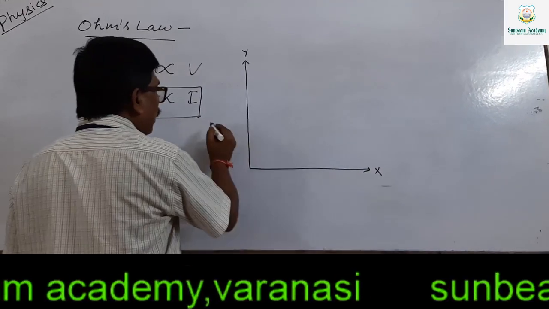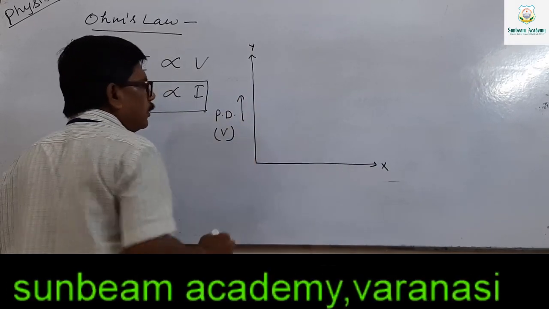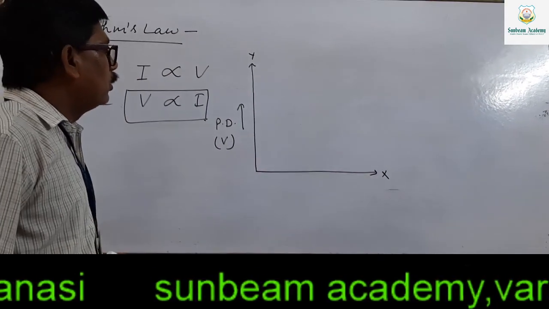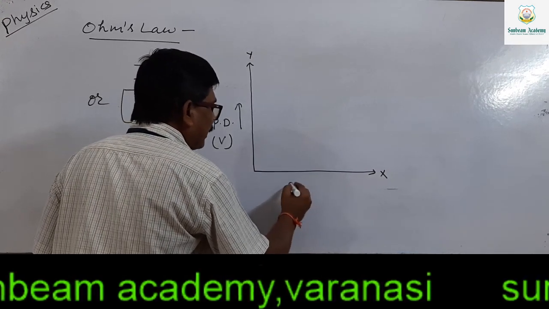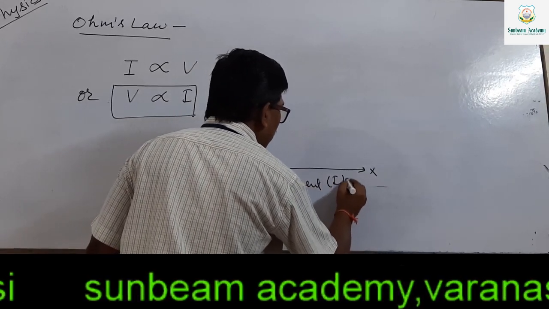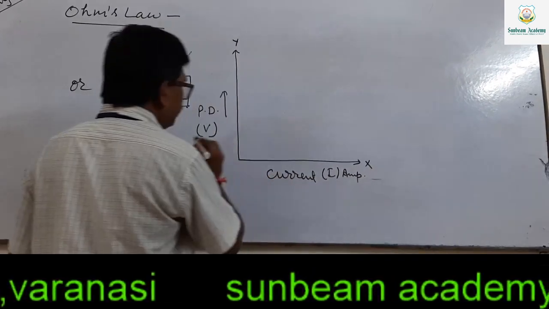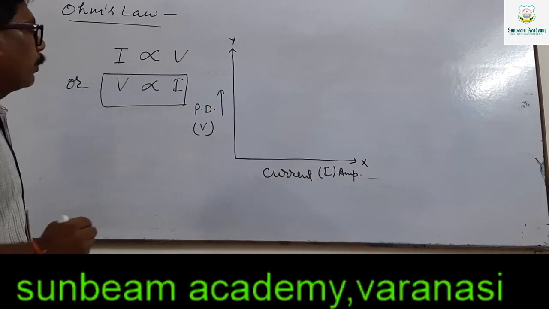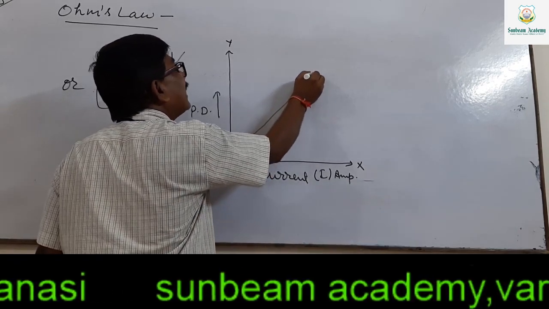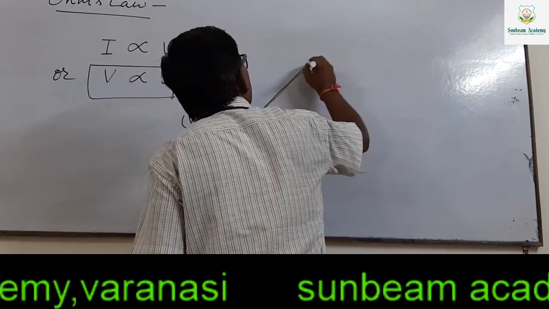Suppose the potential difference V we take on the y-axis. You can take it on the other axis also, it doesn't matter, but it depends upon the condition how you write the slope of the graph. And on the x-axis I take the current I in ampere. Here the potential difference is in volt, V. Now if it is directly proportional, then the graph obtained will be a straight line graph. Let us see.